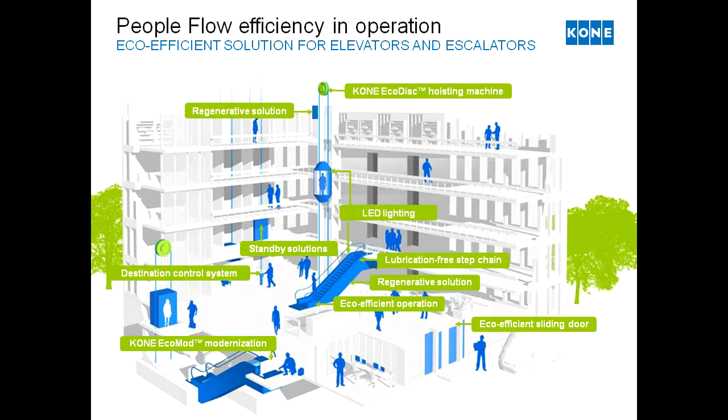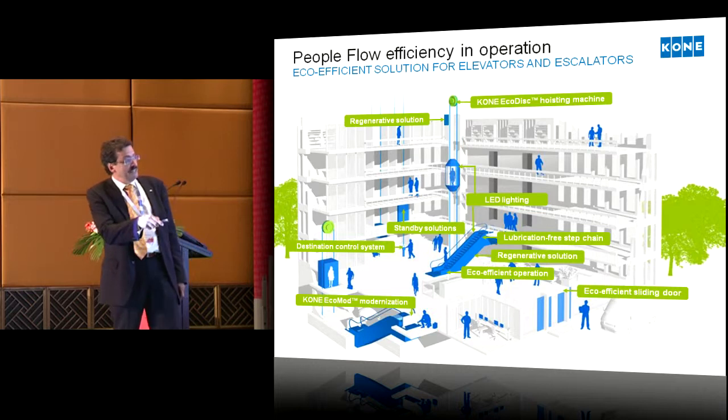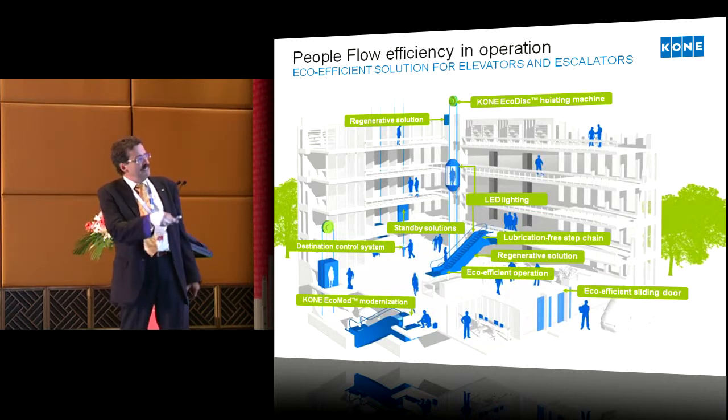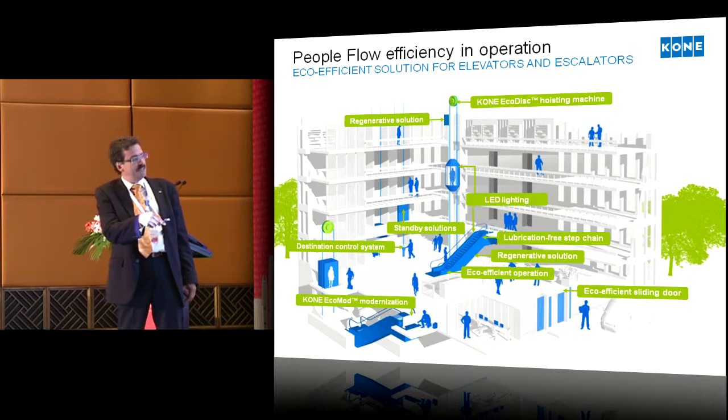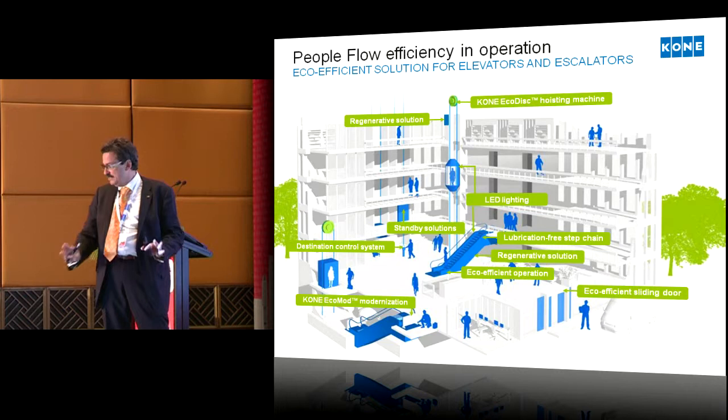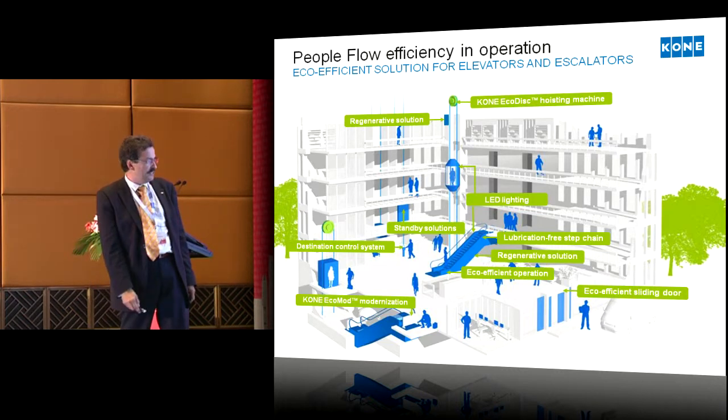Destination control typically doesn't reduce a lot of energy if you have the same number of elevators, but if you have a brand new building, you can reduce the number of elevators, and then you save carbon footprint quite dramatically. And on the escalators, lubrication step-free, well, it means no oil. Then you have regenerative solutions and eco-efficiency: the start, stop, slow down, whatever. That will take a lot of the energy out of the system.